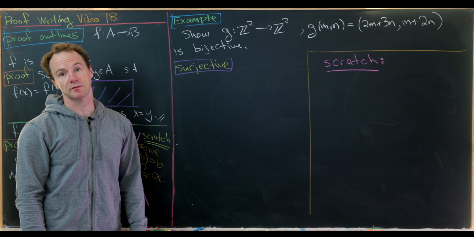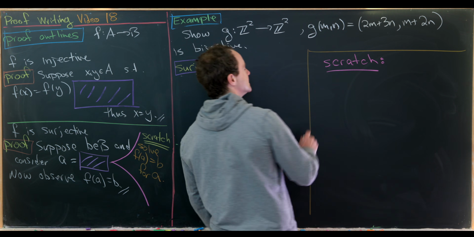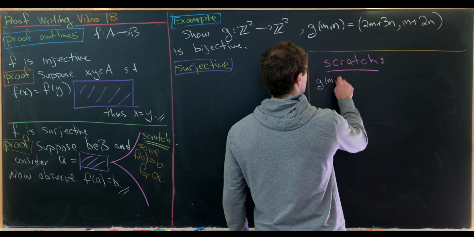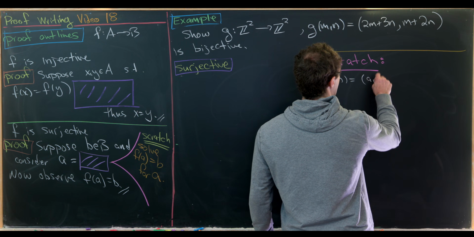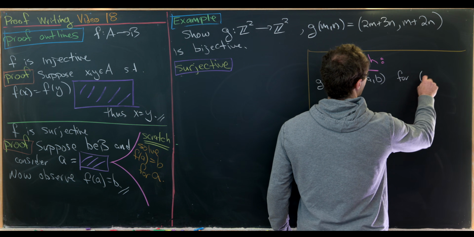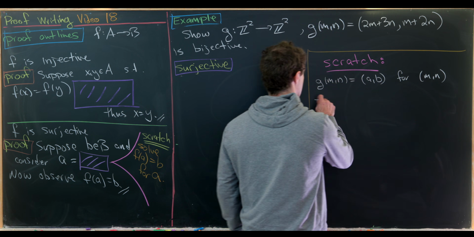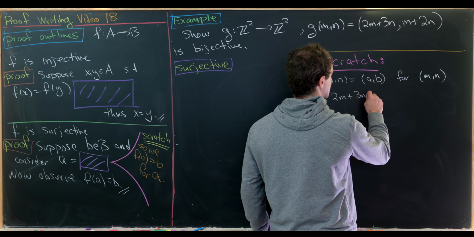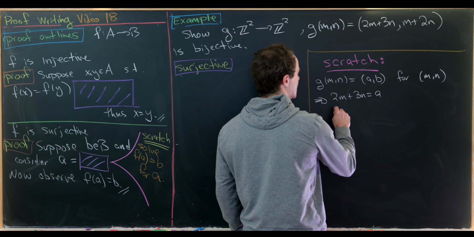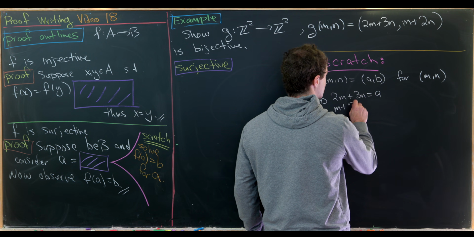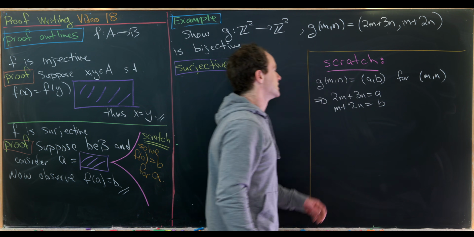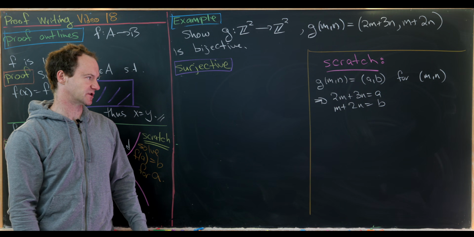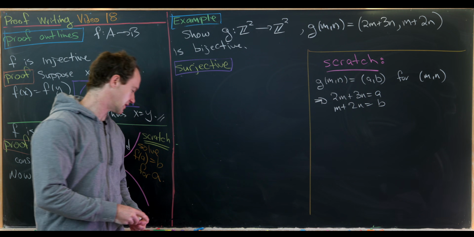Recall that involves a little bit of a scratch calculation. So what we'd like to do is solve g(m, n) equals maybe (a, b) for the ordered pair (m, n). So notice that's the same thing as 2m plus 3n equals a, and then m plus 2n equals b. Just by using the definition of g, and then again the fact that ordered pairs are equal if and only if their entries are equal.